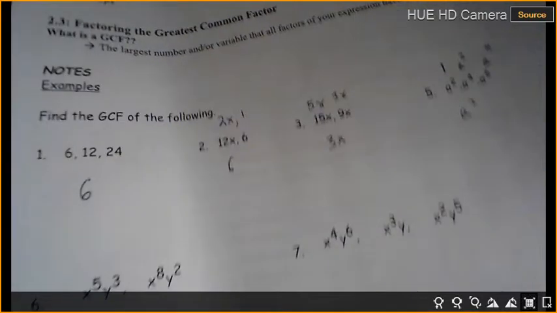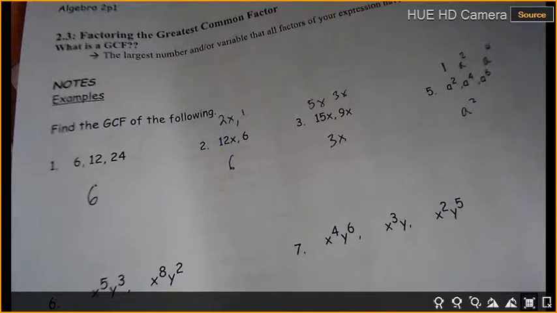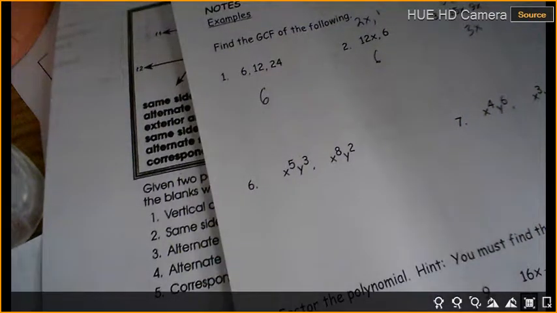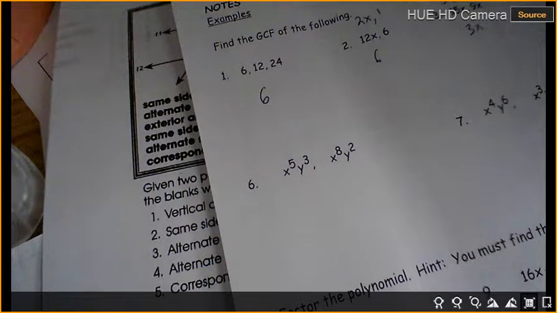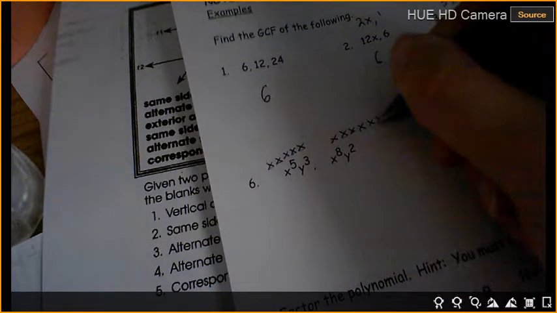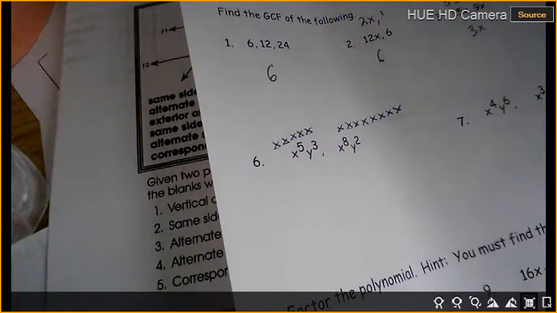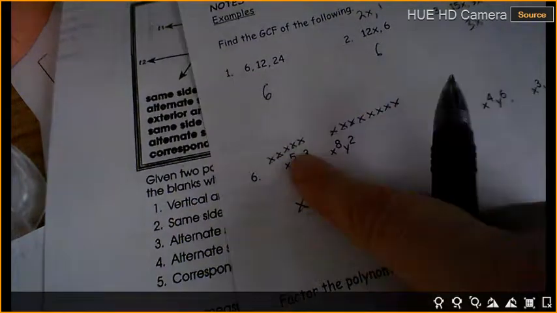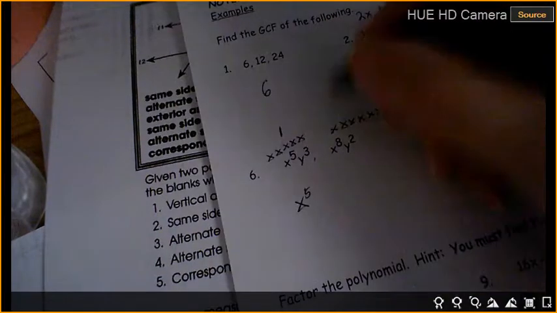All right, let's look at number 6. You guys ready? We have x to the 5th, y to the 3rd, and x to the 8th, y squared. What goes into both of those? How many x's can we do? We've got 5 x's here and 8 x's here, right? 1, 2, 3, 4, 5. 1, 2, 3, 4, 5, 6, 7, 8. How many of those can I take to the outside? 5, because there's 5 of them here. So there's only 3 left over here: x to the 3rd.